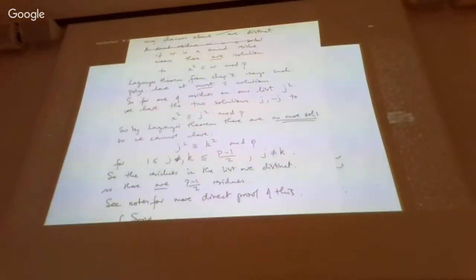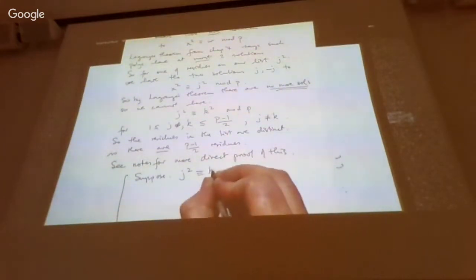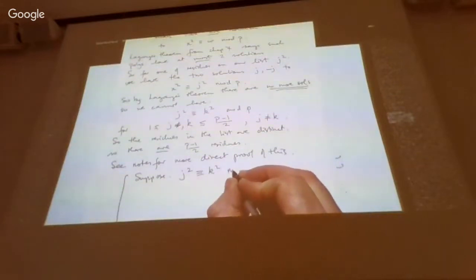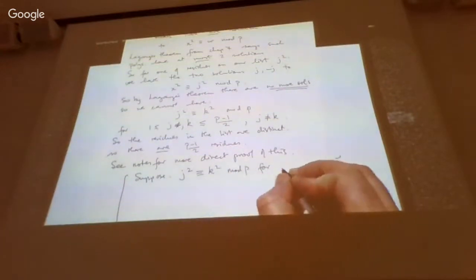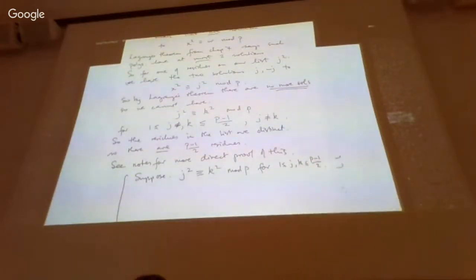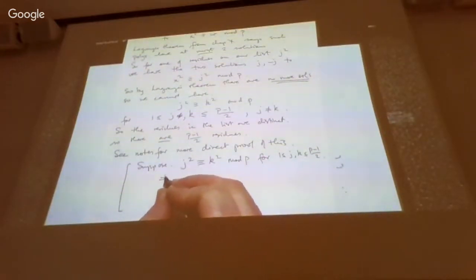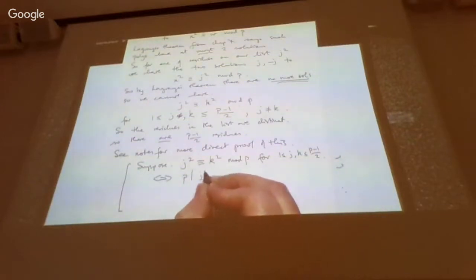I mean, just a very quick run through what that proof is. Suppose j squared was congruent to k squared mod p for two numbers j and k from this range. Now what we're proving here is that you can't ever have j squared congruent to k squared for j and k from this range. Well, by definition of congruence, that means p divides the difference.